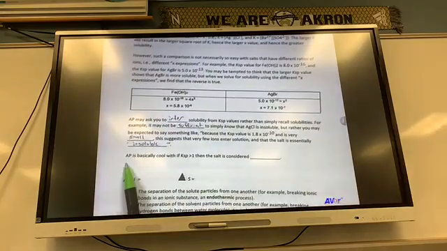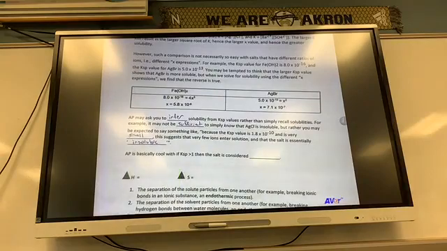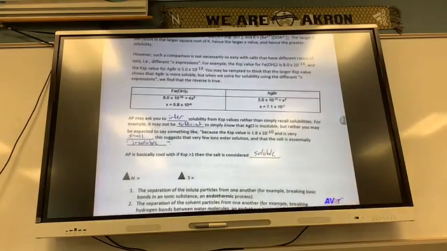But AP, here's the number, is basically cool. If KSP is greater than 1, it's soluble. That's so nice. I know. I just wanted to get to that so you guys can see that. A chart with different KSP values, and there's not one greater than 1 on there. How do you determine the relative solubility based off the table? Correct. Compared to each other.